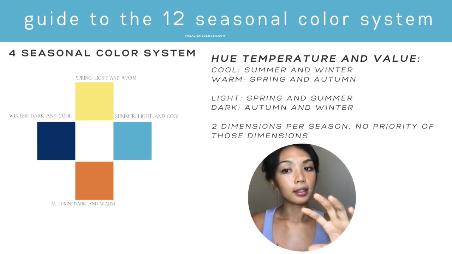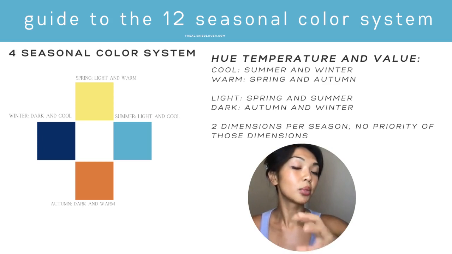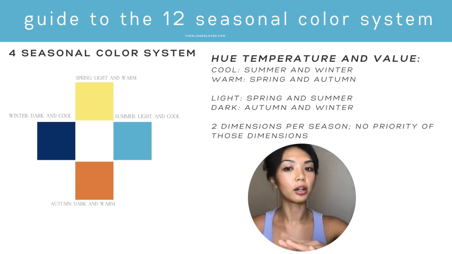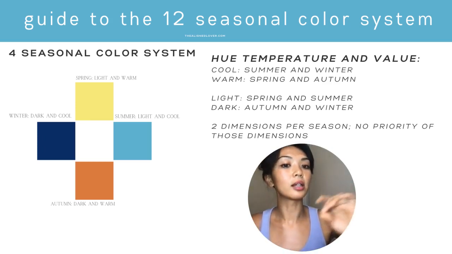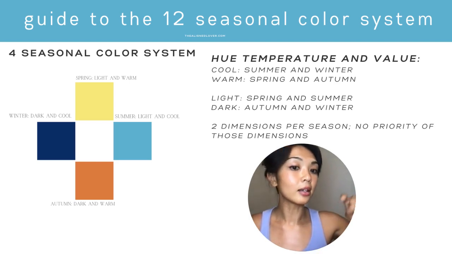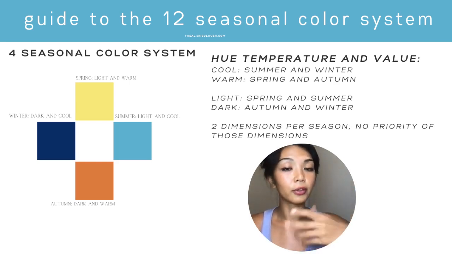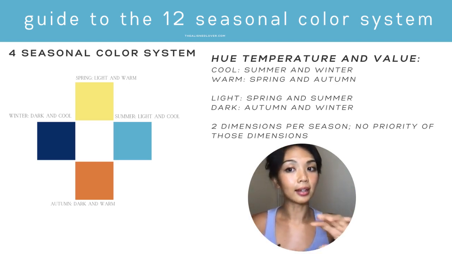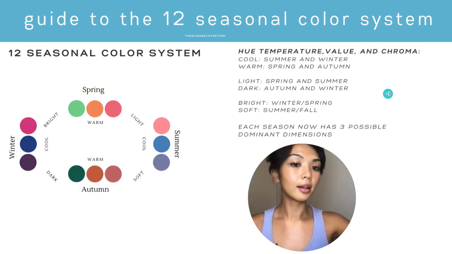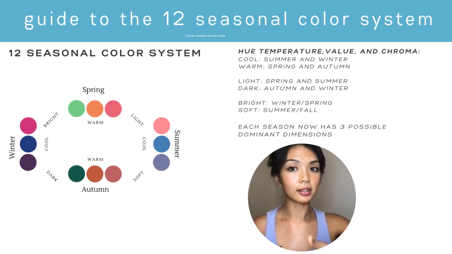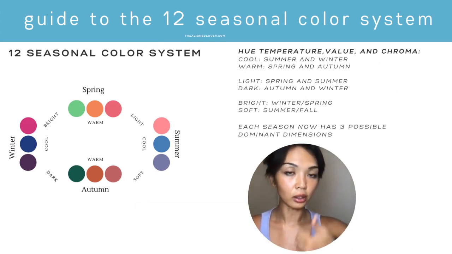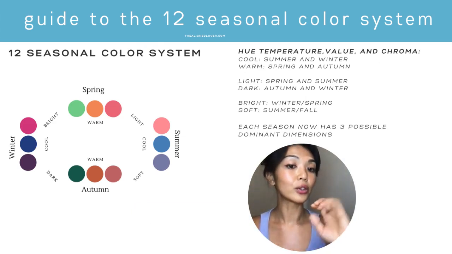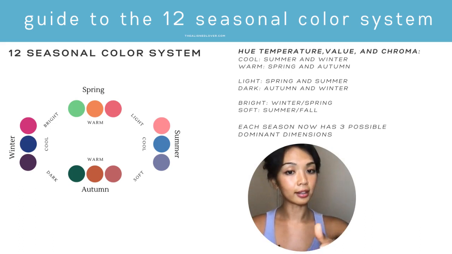Notice these are not prioritized colors, or there's no hierarchy. There's light and warm. It's not light and then warm, or first and foremost warm and then light. There's no hierarchy. Now with the 12 seasonal color system, you are adding the last dimension of chroma, brightness or softness, and you are also introducing a hierarchy.